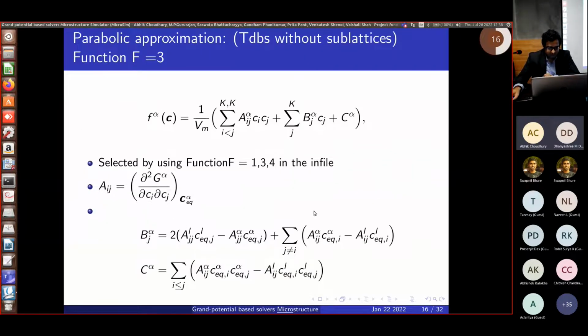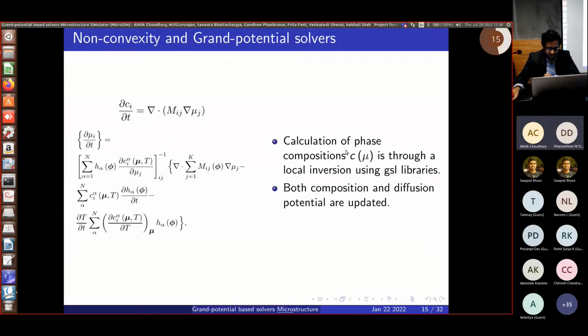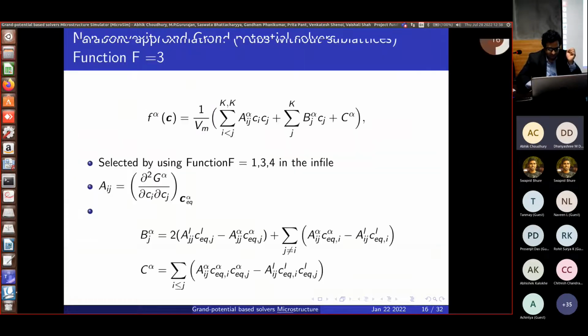So the second thing is, as you will find over here, this particular evaluation of C of mu, because it's done through a nonlinear solver, is quite numerically intensive. So one of the strategies we have adopted is also to have approximations of the free energies, which are actually read in from the TDBs, and construction of simpler functions, which we are going to claim are going to give you the same thermodynamics as the original exact coupling. OK, and this can be achieved through function f3 in the infile.